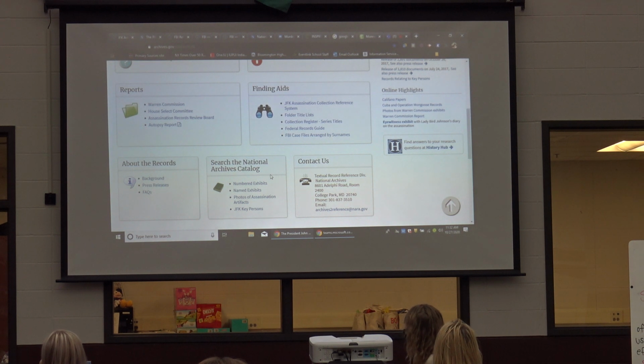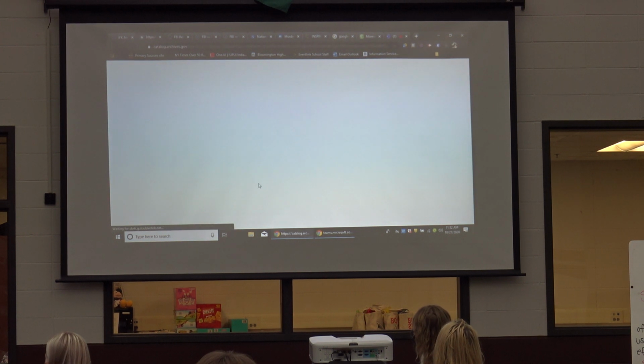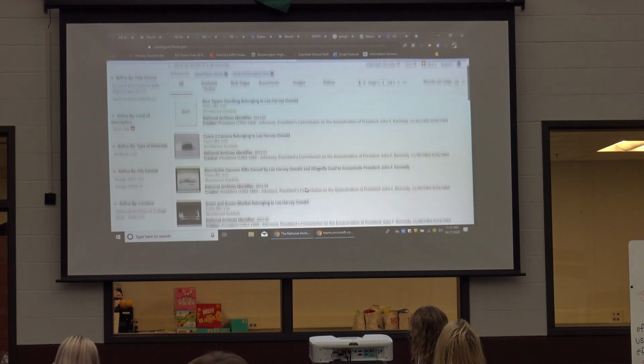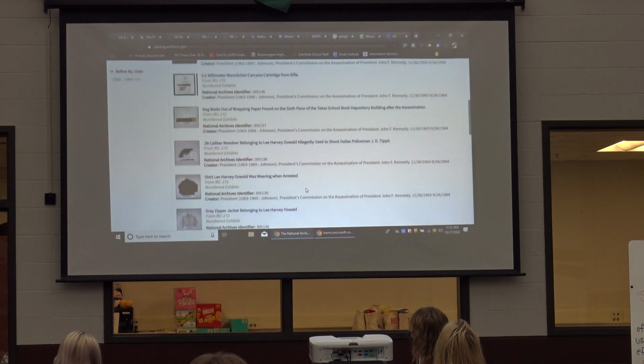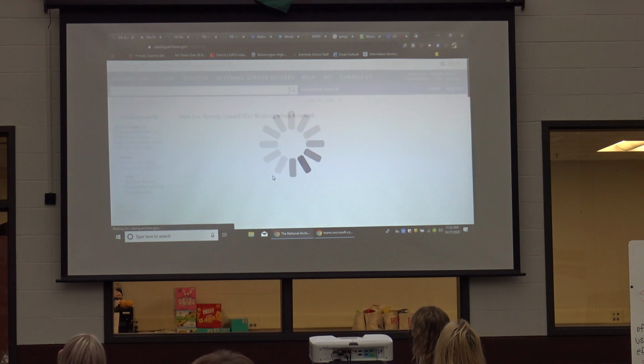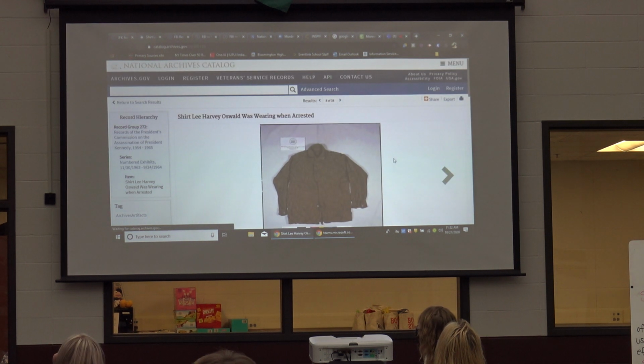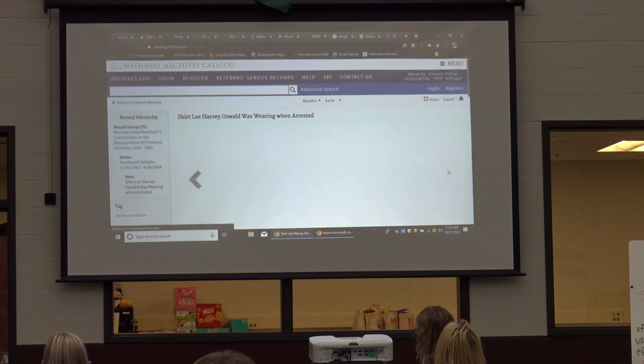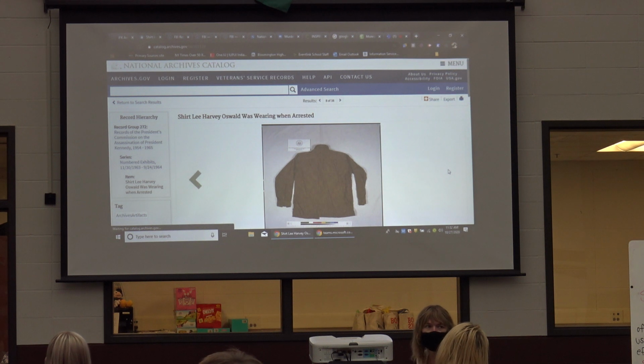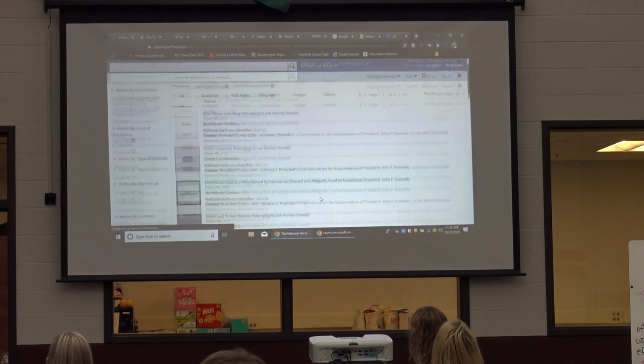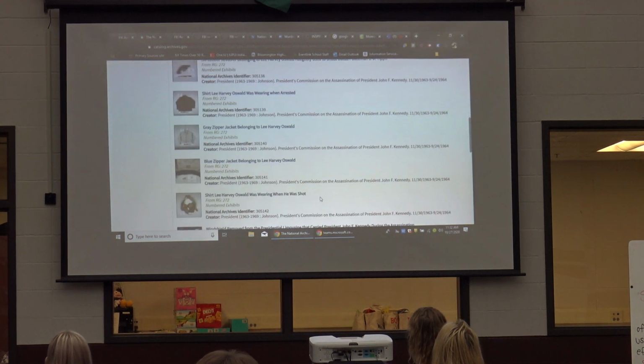Amazing to me. They have all of these exhibits that are related to the murder of JFK. So we have numbered exhibits, and you can look at some of the things that were worn, like the shirt that Lee Harvey Oswald was wearing when he was arrested. You can see this, and you can see all these different angles of what he was wearing.